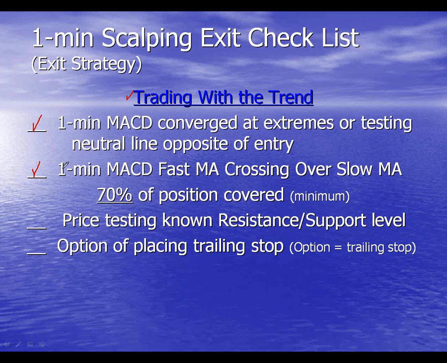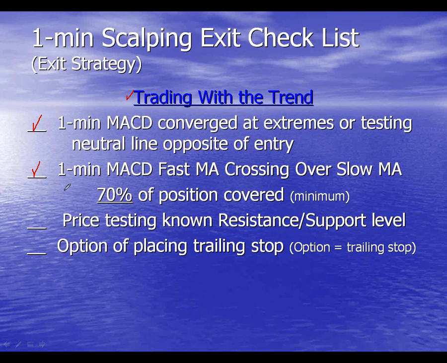Is the 1 minute MACD fast moving average now crossing over the slow moving average? If so, time to take off 70% of your position. Your major investment should be taken off at that point. Remember, this is to capture 10 pips or greater. So take your major investment off when you get to that 10 pip achievement. We call that a P3. That stands for positive pip production.